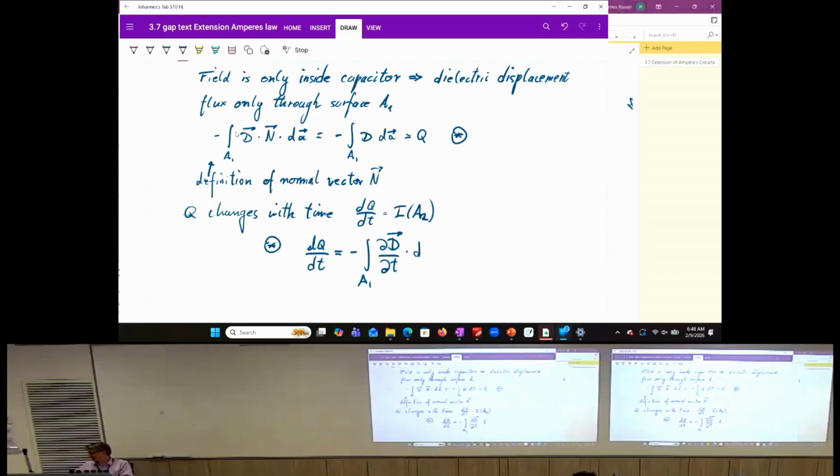At the same time, we have from Gauss's law the correspondence that the integral over the area A1 over the electric flux density is equal to the charge. And so the change of charge then also conditions the change of the flux density here. And we see that when we insert here that upper relation.